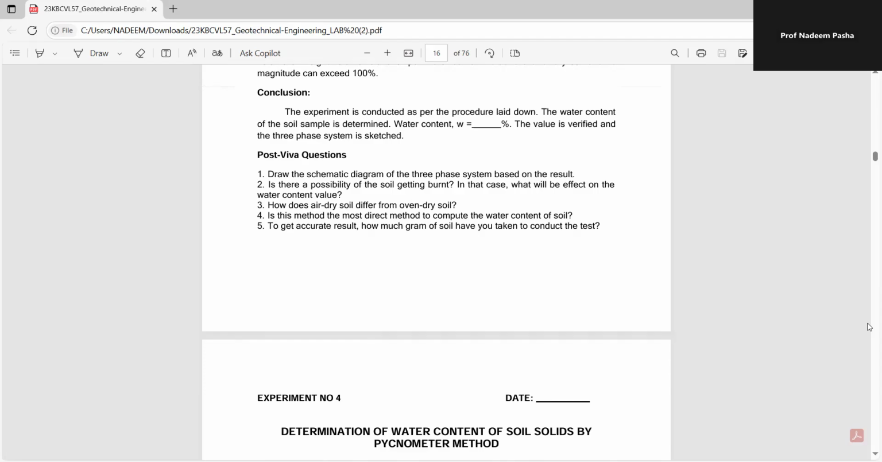Is this method the most accurate method to determine water content of soil? Just now we have studied the first method. Let us see the different methods first. To get accuracy, how many grams of soil should you take? It depends. Either you should take less amount of soil, or you have to take more amount of soil. It depends.